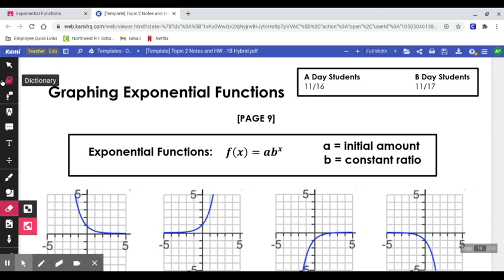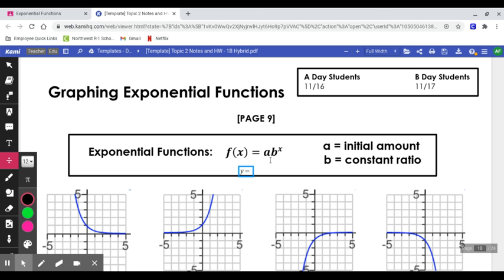Okay, and some background knowledge here. First of all, here's the equation we're going to be using: f of x is equal to a times b raised to the x power. A couple things I want to tell you. First off, this f of x is the same as y equals.